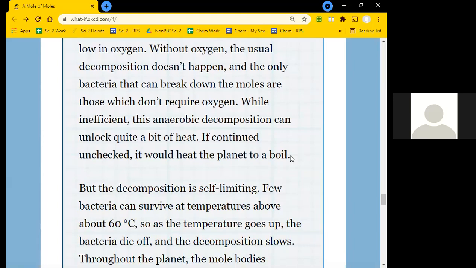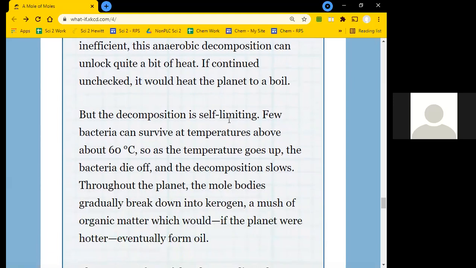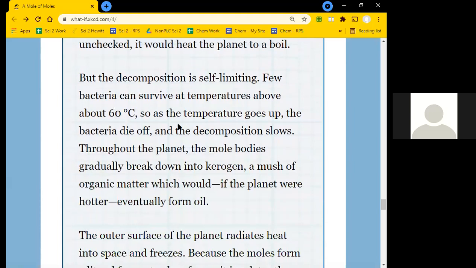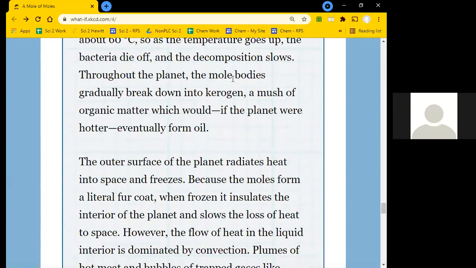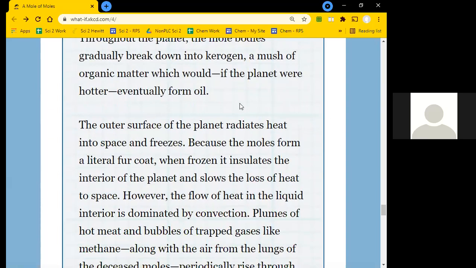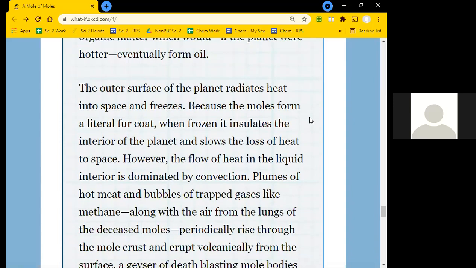Again, that's not in the core of the mole planet. That's closer to the surface. However, the decomposition is self-limiting. Few bacteria can survive at temperatures above about 60 degrees Celsius, or about 130 Fahrenheit. So as the temperature goes up, the bacteria die off. Decomposition slows. So all throughout the planet, the mole bodies gradually break down into kerogen, which is a mush of organic matter, which would, if the planet were hotter, eventually form oil, just like we had oil form underground here on Earth from the dinosaurs and whatnot.